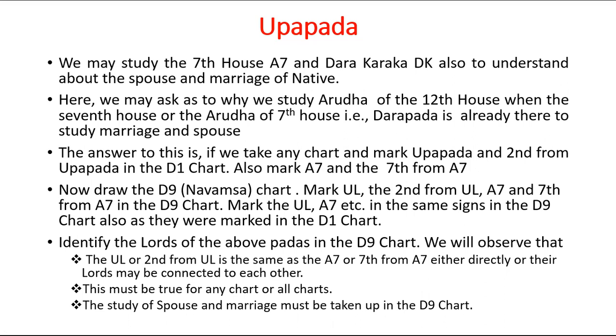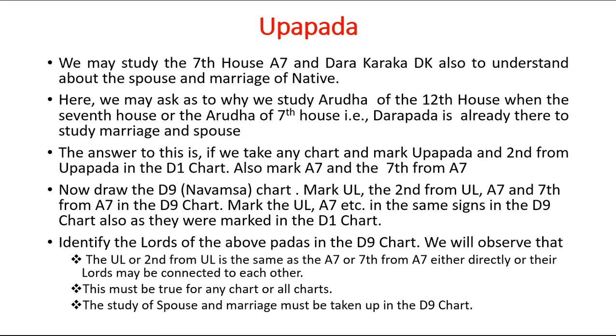Also, mark that UL and A7 as obtained in the Rasi chart have to be replicated wherever they are in all the Varga charts, and in this particular case, the D9 chart. Now, what is that unique observation?